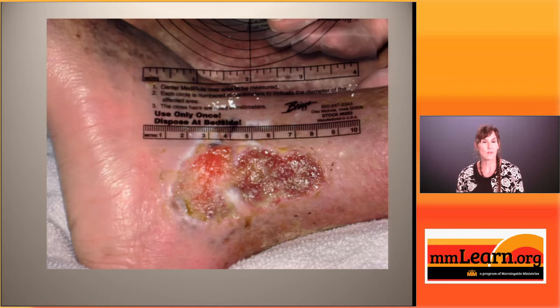Here is another example of a venous ulcer, and as you can see, it's very irregular in margins. These tend to drain quite a bit, and they can be quite a challenge to treat.